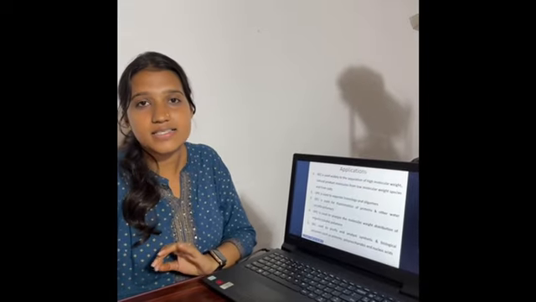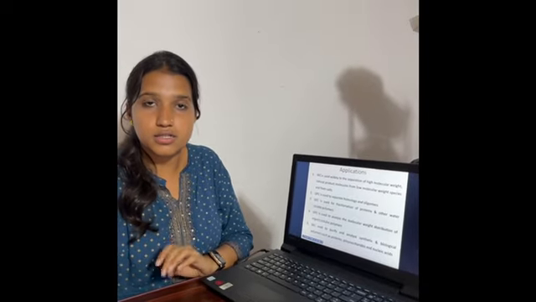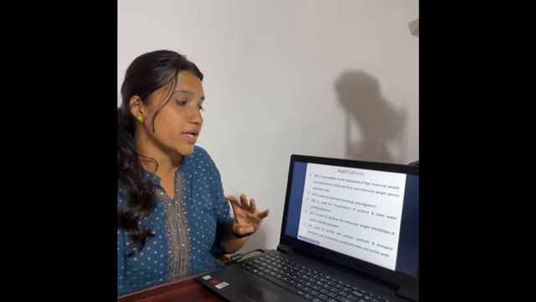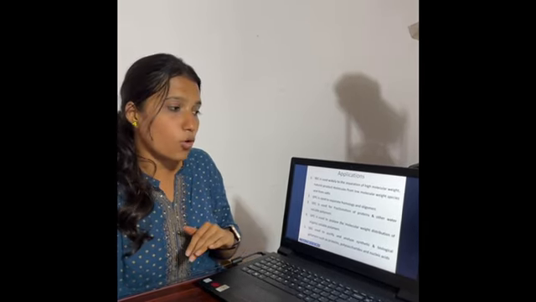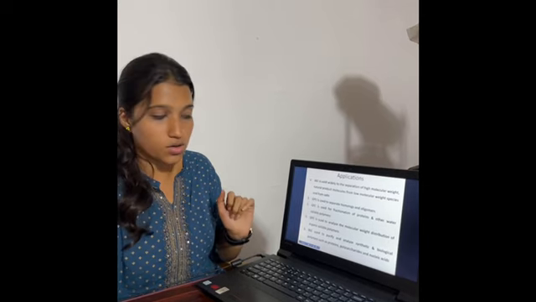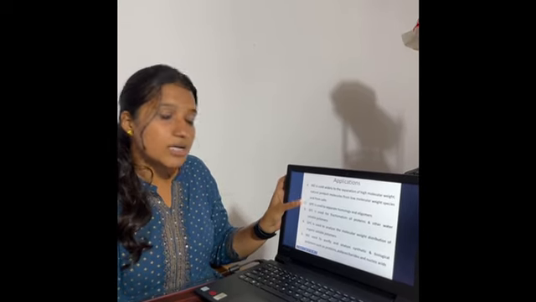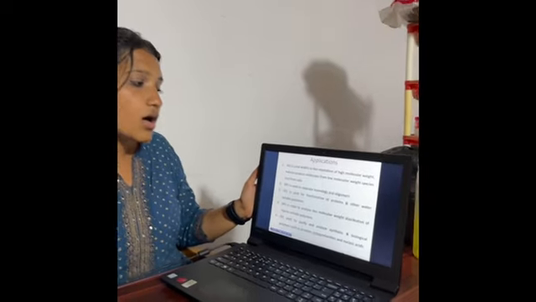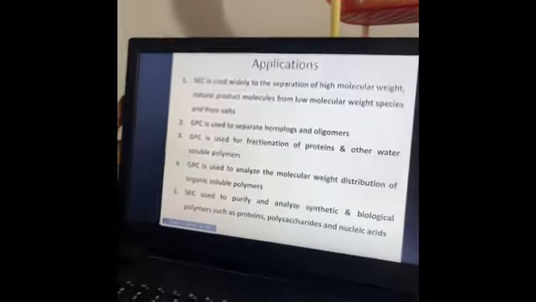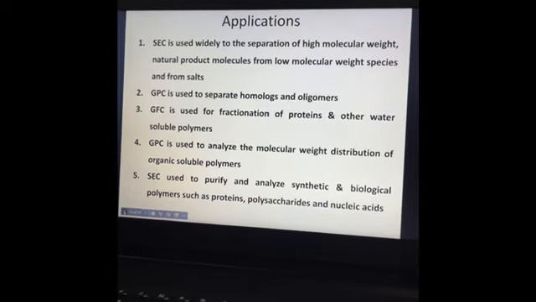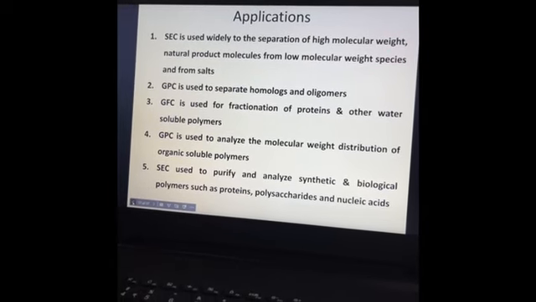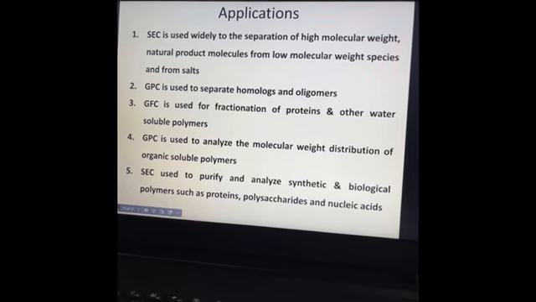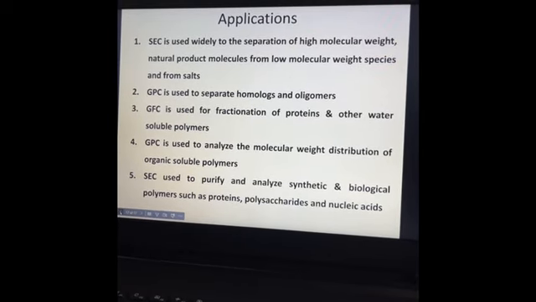detector. Lastly, we discuss the applications of size exclusion chromatography. It is used widely for the separation of high molecular weight natural product molecules from low molecular weight species and from salts. GPC, gel permeation chromatography, is used to separate homologues and oligomers. Homologues refer to genes or proteins that are similar, and an oligomer is a structure or chain formed by the repeated joining of smaller units or monomer units.